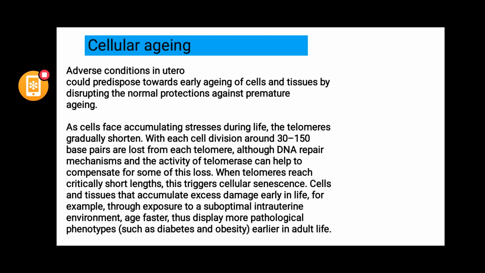So, they say that whenever there are adverse conditions, again, some of the base pairs get lost from the telomere and can cause cellular aging. So this is how it affects the metabolism and affects the further life of the baby. And when the telomeres reach a critically short length, this triggers cellular senescence. The cells and the tissues that accumulate excess damage early in life, and this exposure to a suboptimal intrauterine environment, will cause more aging, and it will cause diabetes, it may cause obesity, and may cause pathological phenotypes earlier in adult life, right?